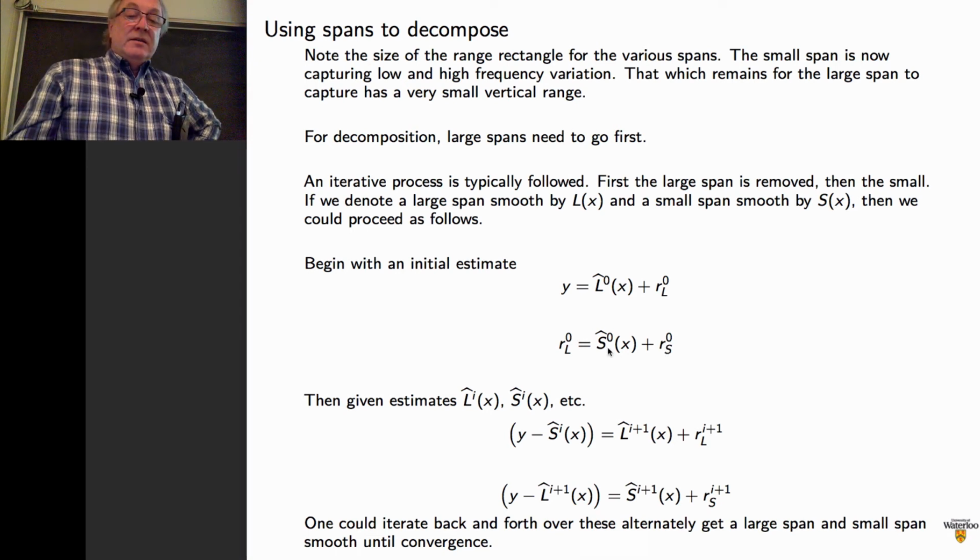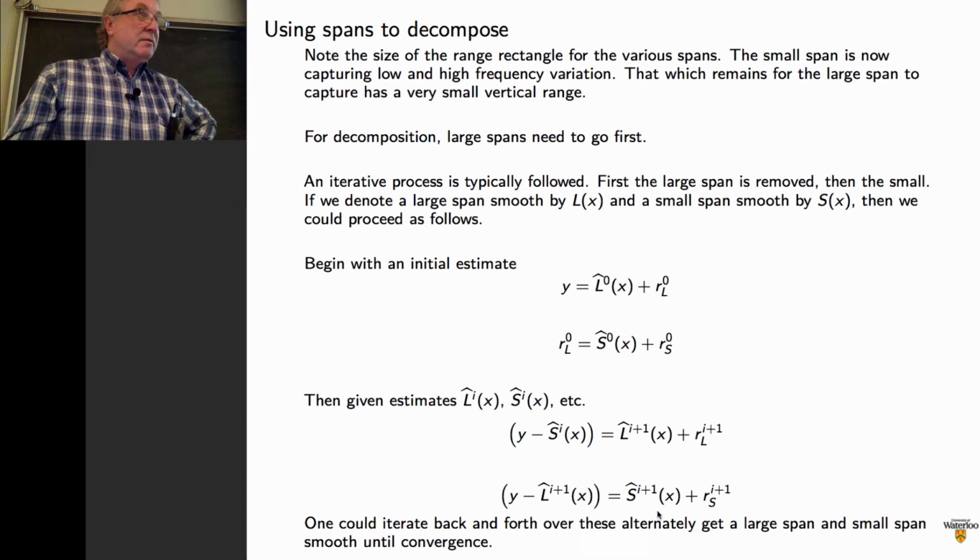Now, if I think that I've got a sense of what that short span is, I can take that short span behavior out of the original data and fit a long span to that and get the residuals. If I think I've got a sense of what the long span is now, I'll take this new long span out of the original data, and fit a short span.